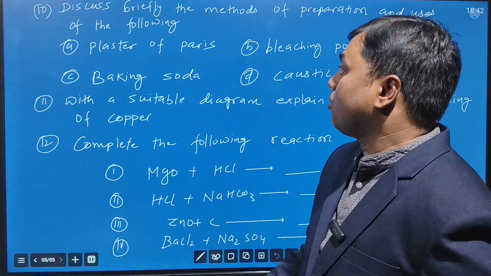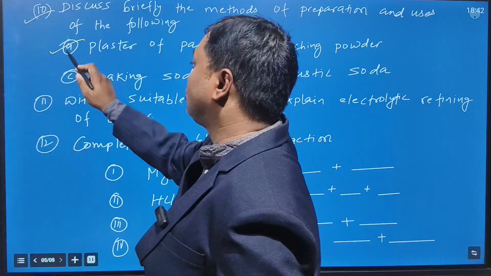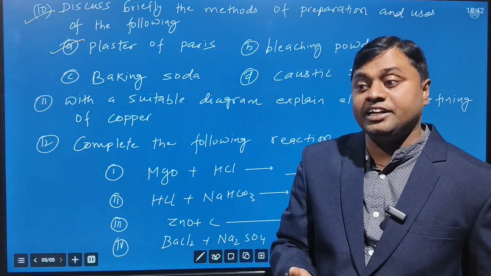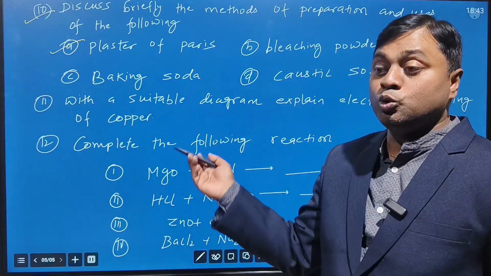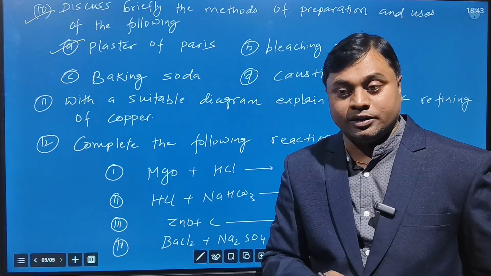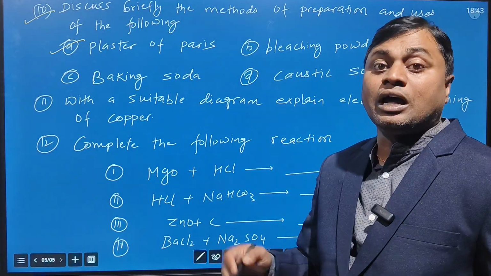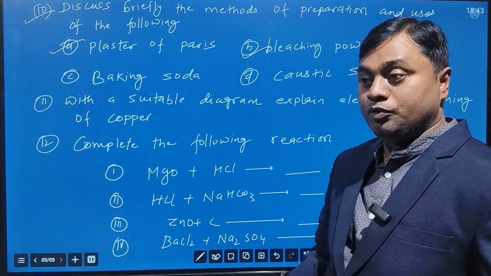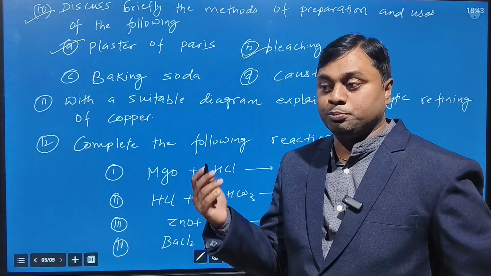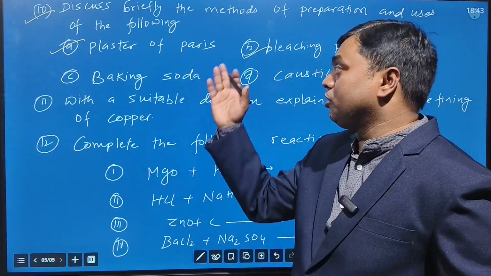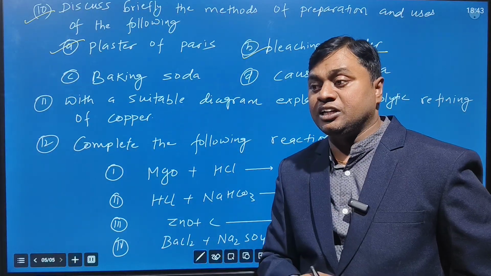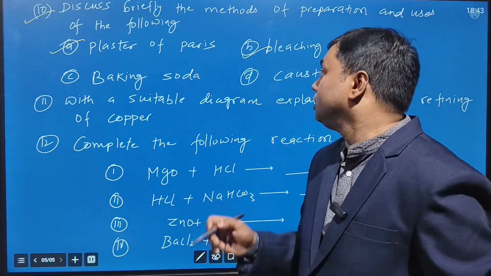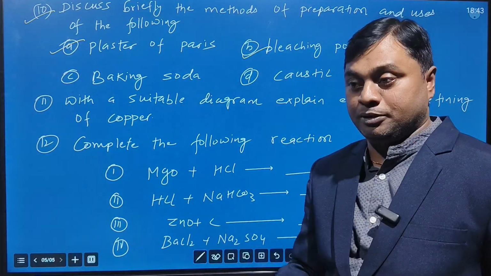Next we have the formation of important chemical compounds like plaster of Paris. How is it formed? By heating gypsum at 100 degrees Celsius. It loses 1.5 molecules of water, so CaSO4·½H2O is formed. Bleaching powder is produced by passing chlorine over slaked lime. Plaster of Paris is used to make false ceilings and statues, whereas bleaching powder is used for cleaning purposes.